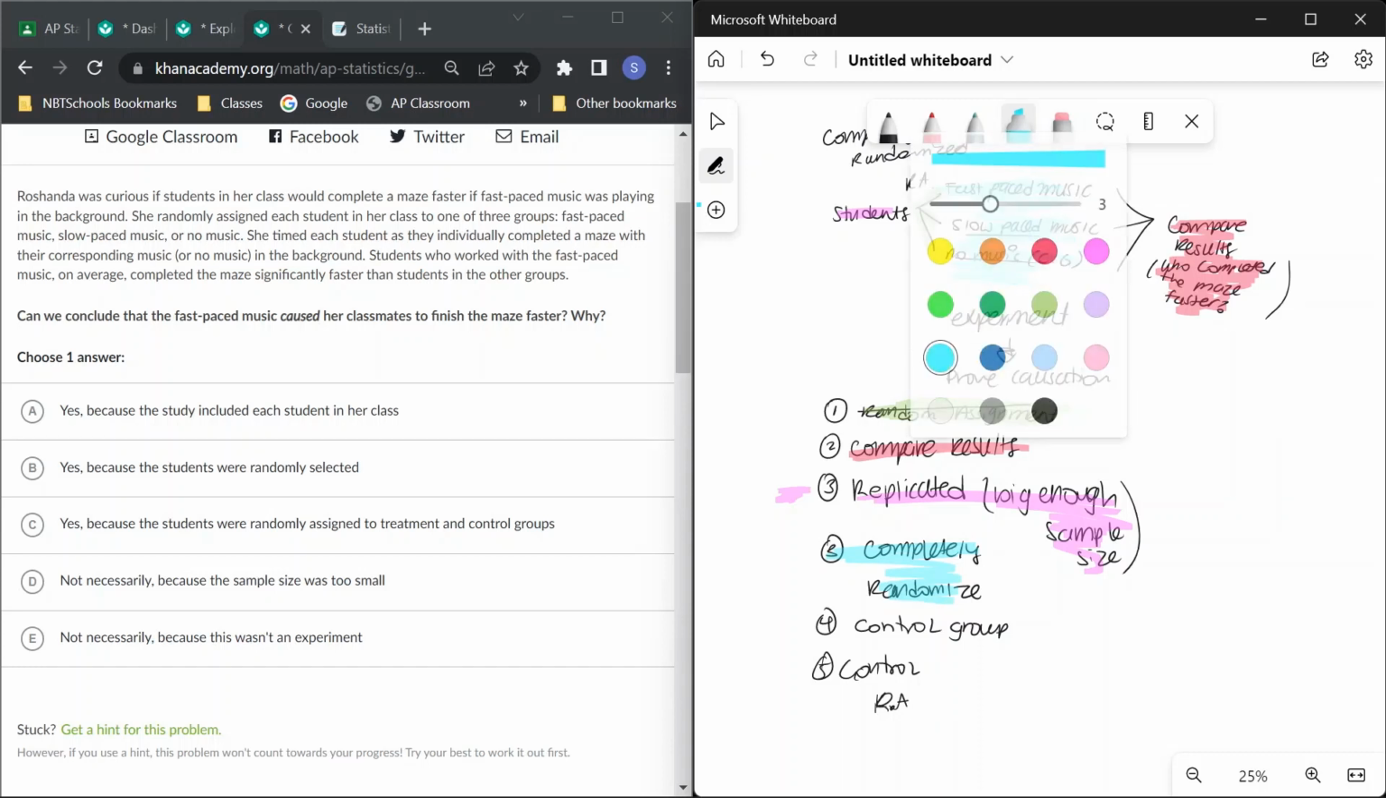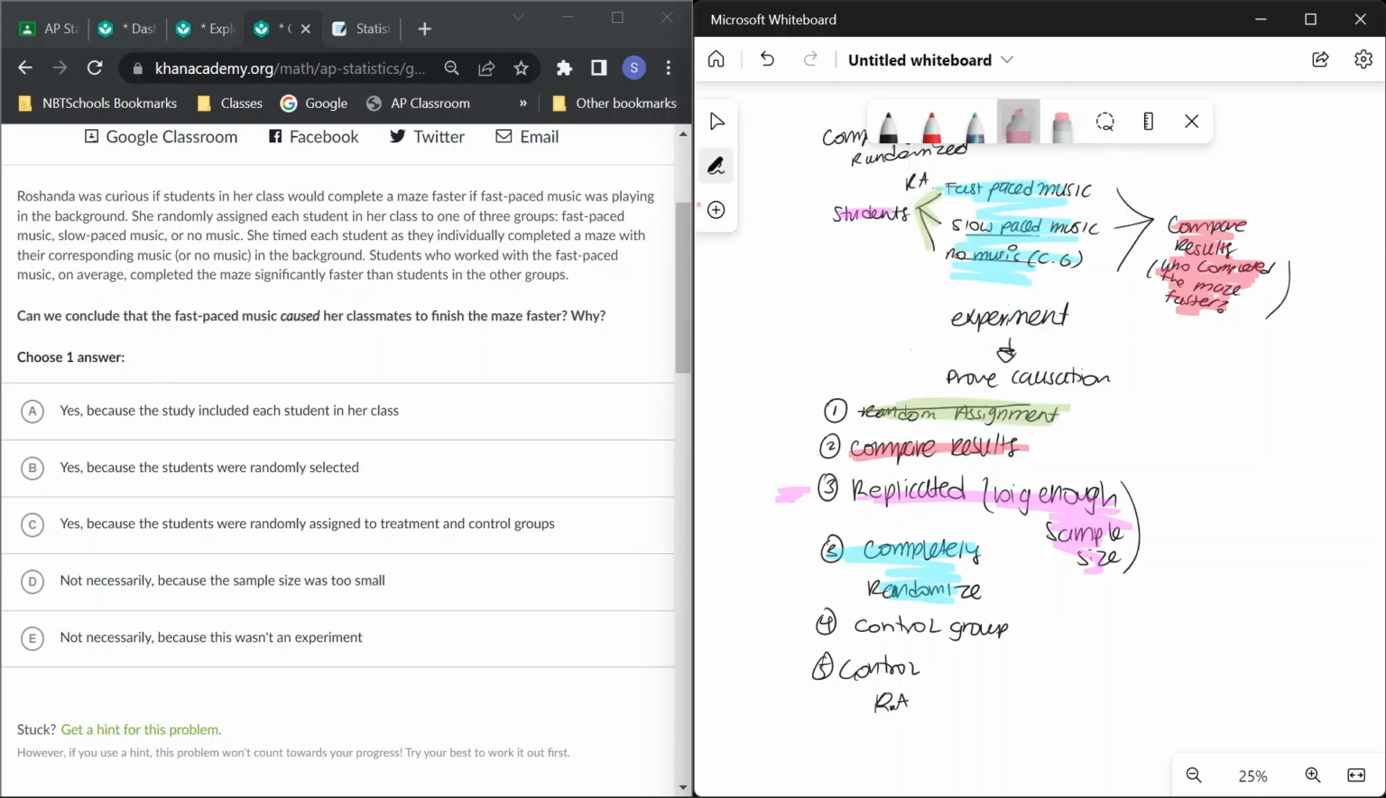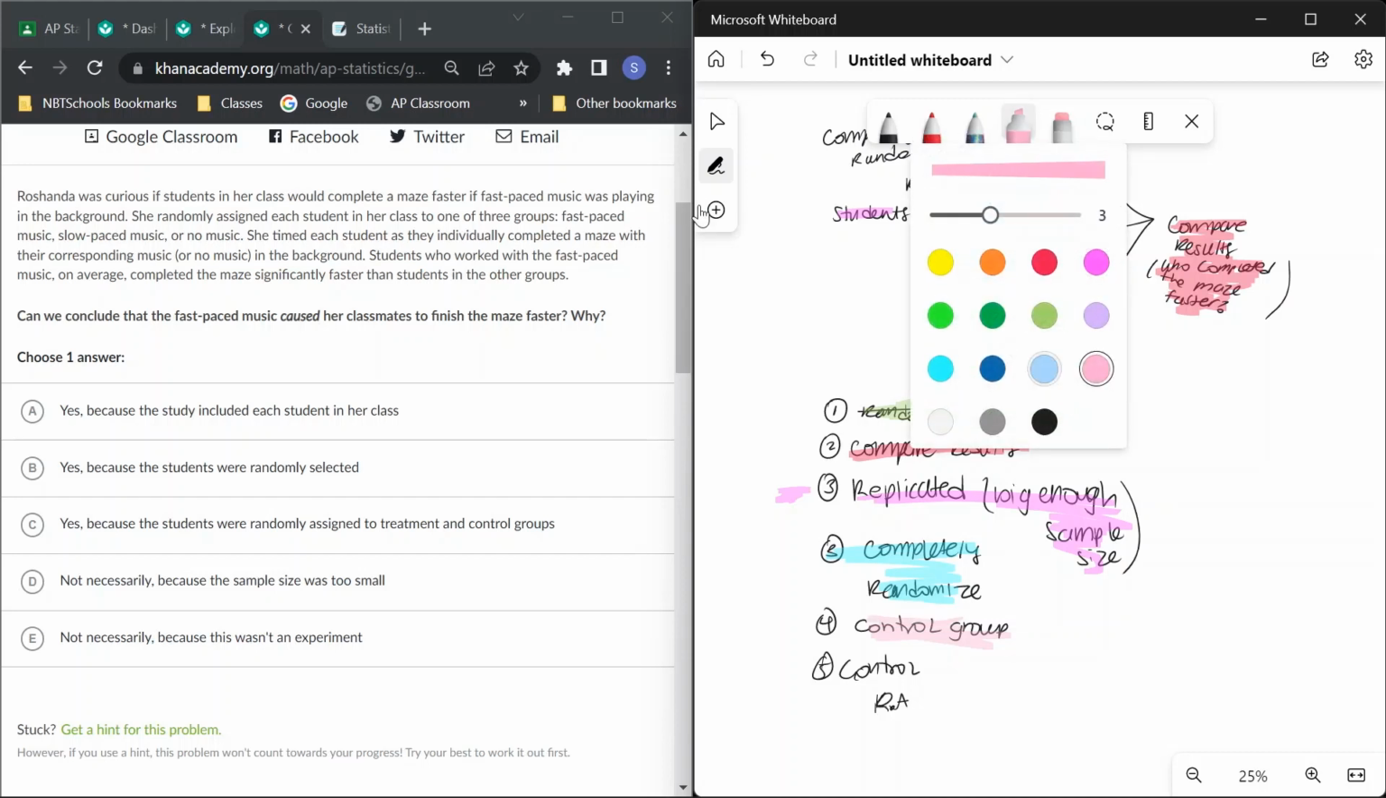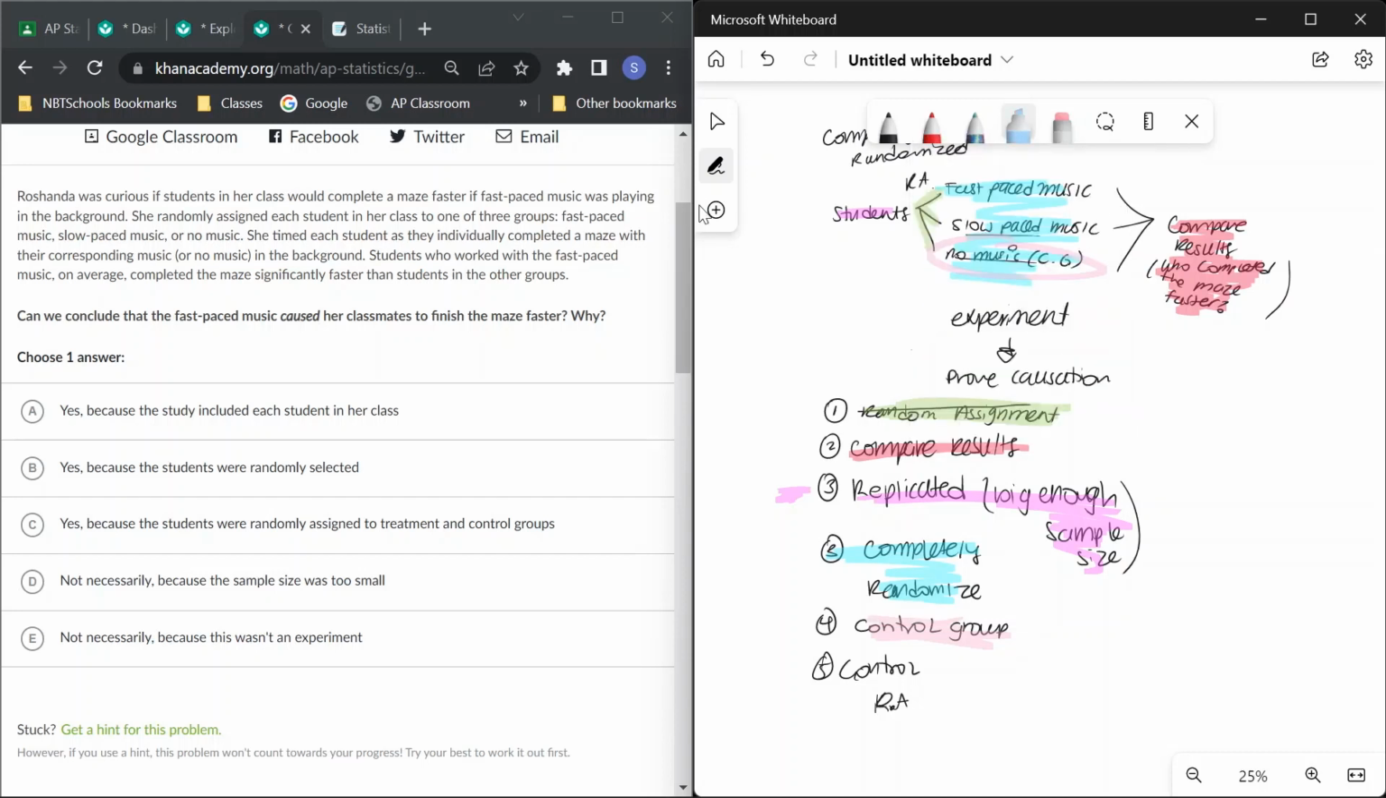Do we have a control group? Yes, we do. That is this one over here. This is a control group. And do we have control? Well, there's not really need for control, or maybe there is. Because this one was right. Is there need for control?